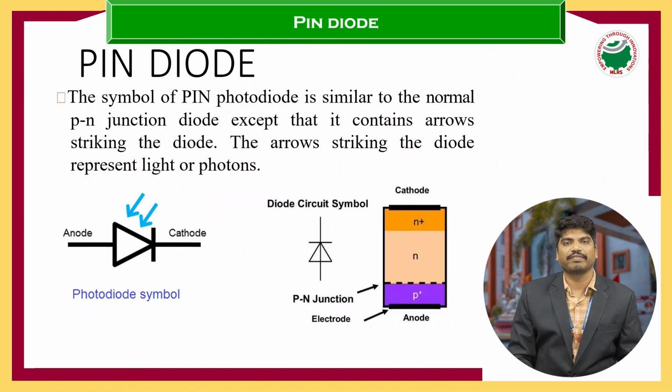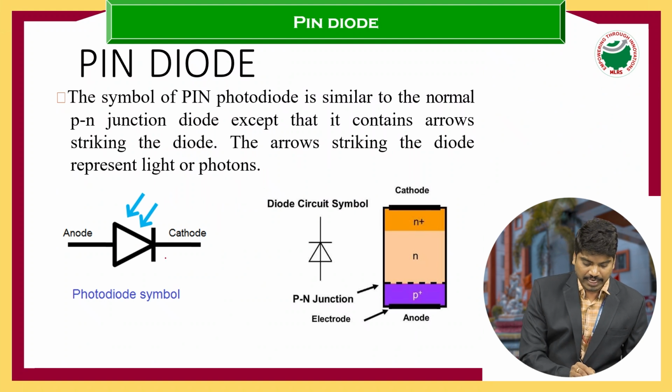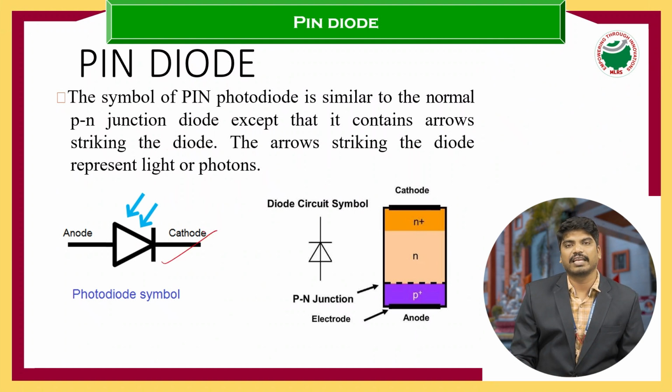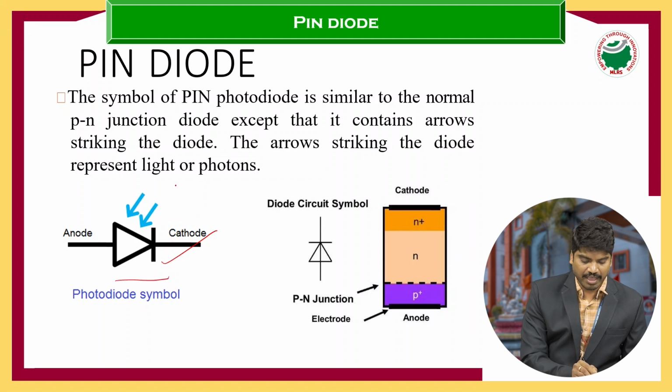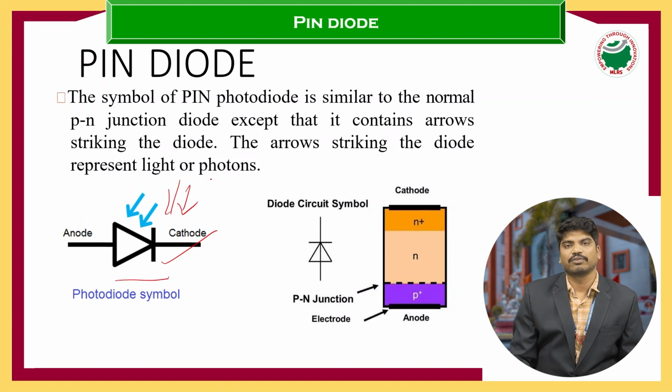See, this is the symbol of the PIN photodiode. It is similar to the PN junction diode, but in addition to the PN junction diode symbol, we have two arrow marks towards the PN junction. These two arrow marks indicate the incident photons. That means it will receive the optical energy and it is able to convert that optical energy into electrical energy.